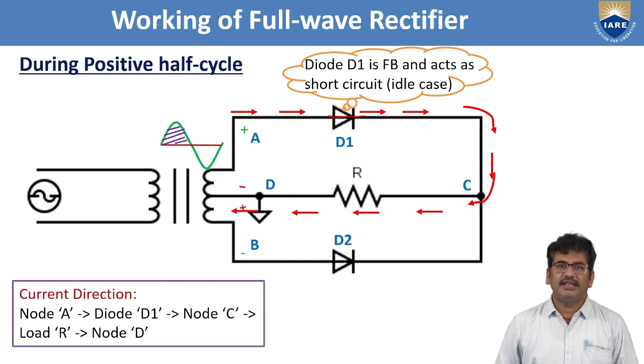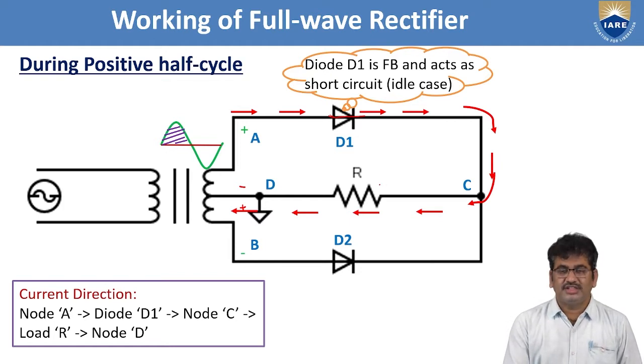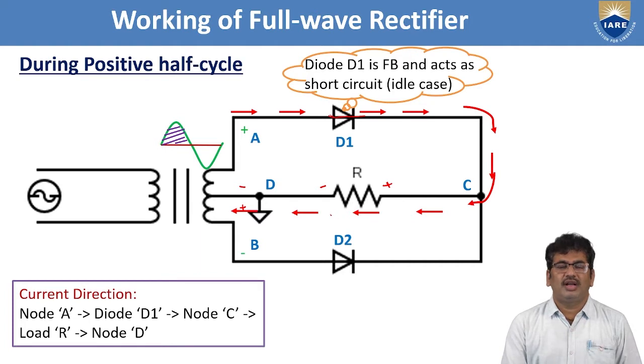As the current is entering the load resistance at node C and leaving at node D, across resistance R the node C will have positive potential, and towards node D you will get negative potential. Now the voltage drop across the load resistance is considered as the output voltage V0. We are measuring the voltage at node C with respect to node D.